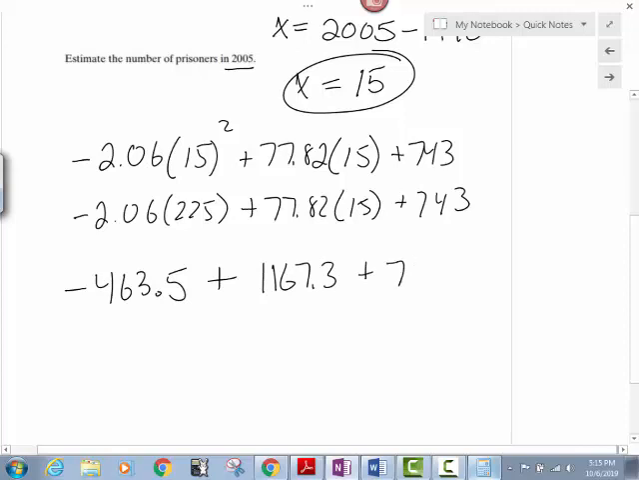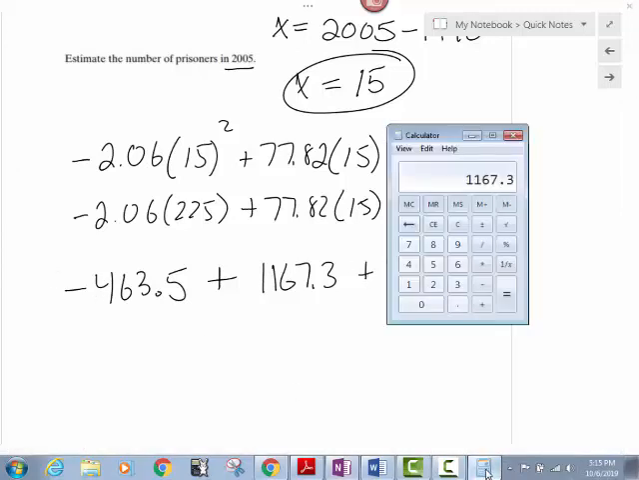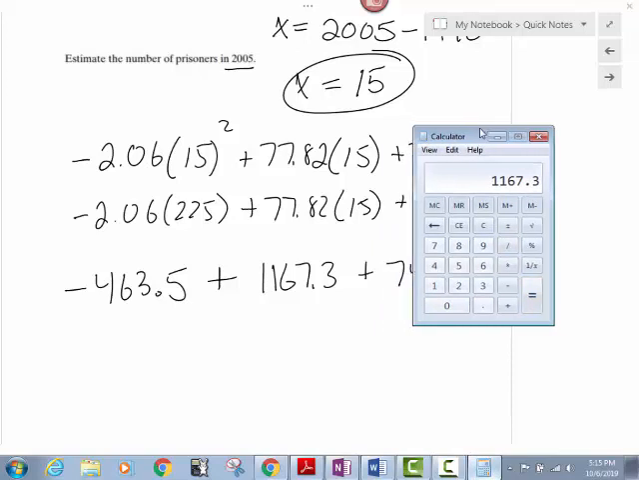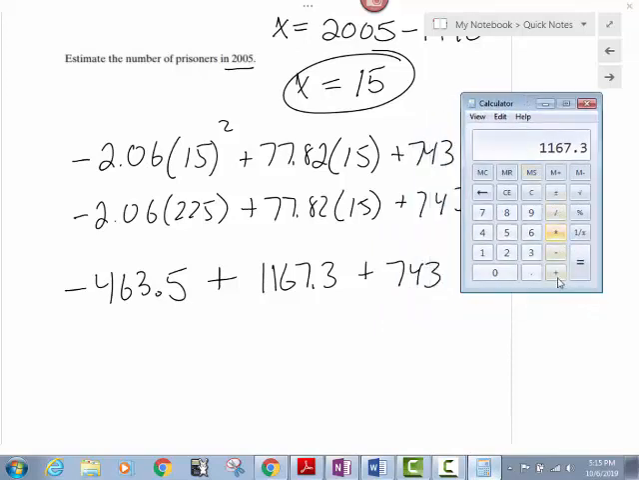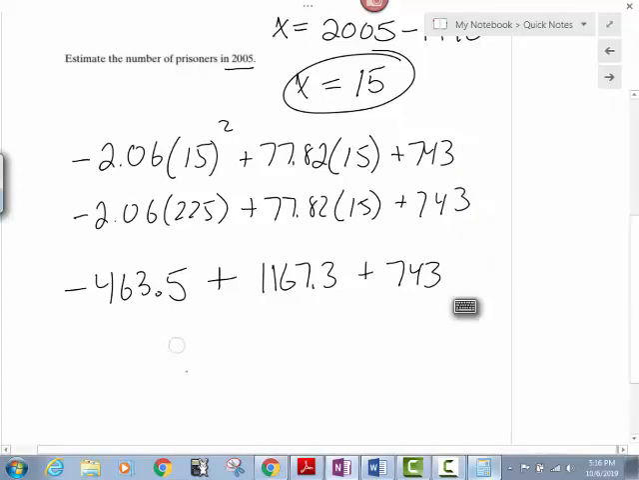1167.3 plus 743. Okay. So guys, on my calculator, I'm going to add these two numbers together, and then I'm going to subtract that one because it's negative. So let's add 743 and then subtract 463.5 equals, and I am coming up with 1446.8.